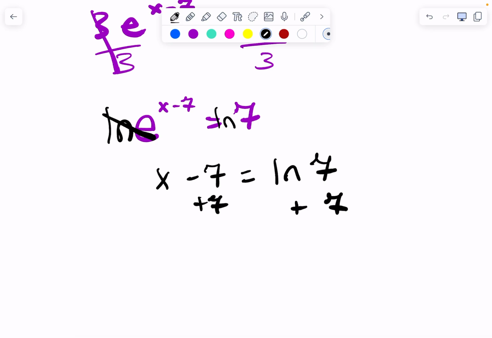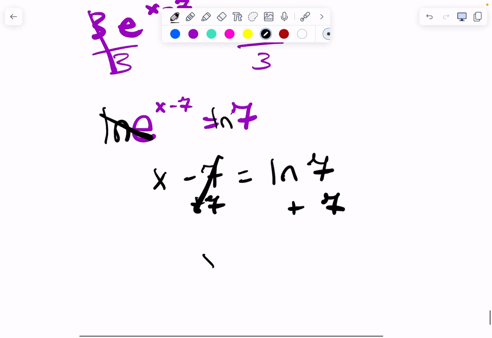Does that make ln of 14? No, because you have to ln the 7 first before you add the 7. So 8.9 something. Whatever. 8.94. Okay, at least you're done first.